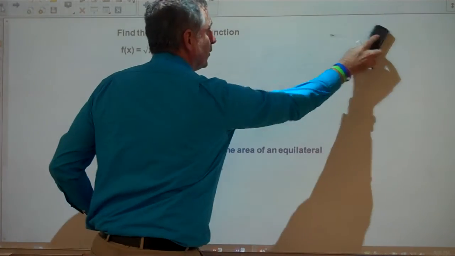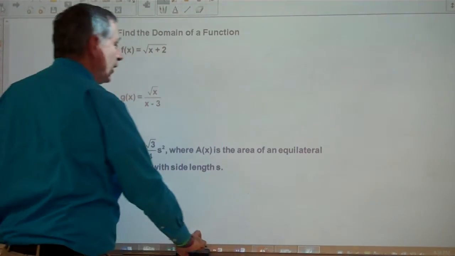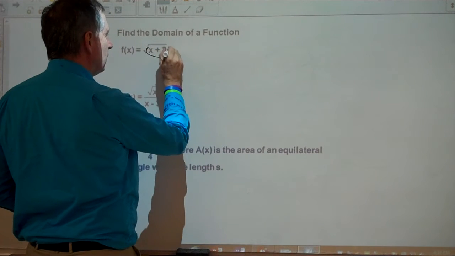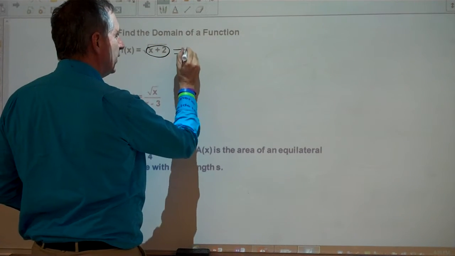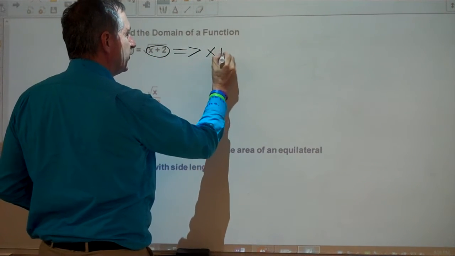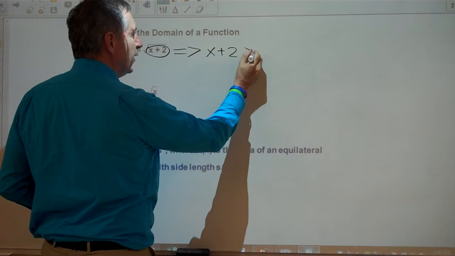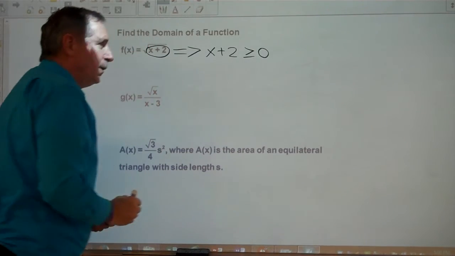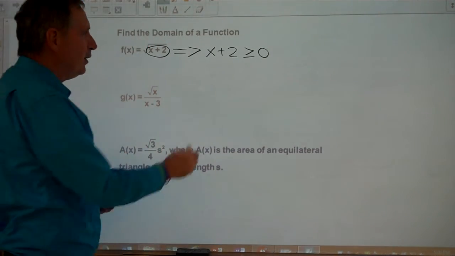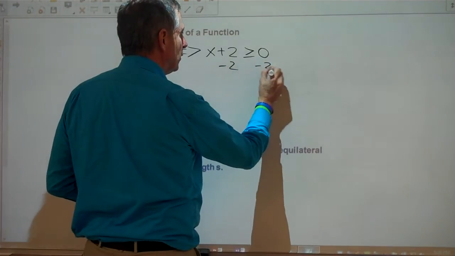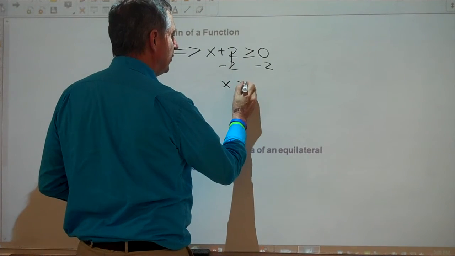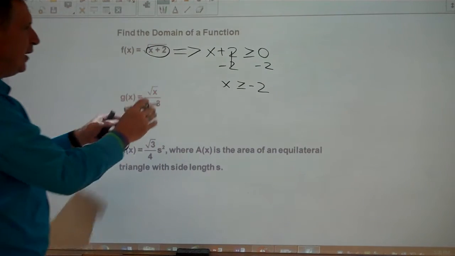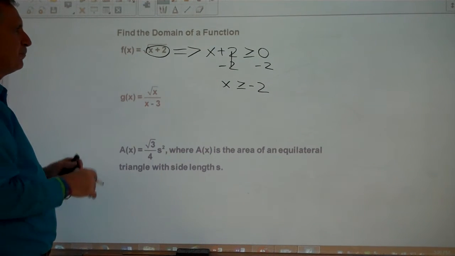And so we know that anything inside a radical cannot be negative. So in this case, we take what's under the radical, x plus 2. X plus 2 cannot be negative, so we could write that as greater than or equal to 0. And then if we just solve this inequality, we can subtract 2. We have x has to be greater than or equal to negative 2. So that's an algebraic solution.